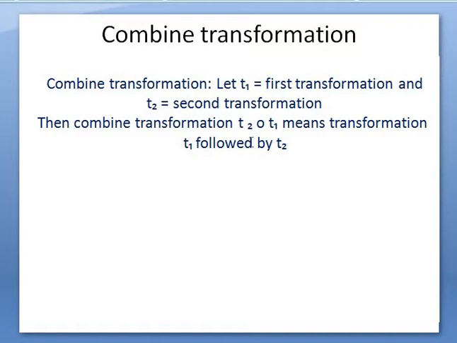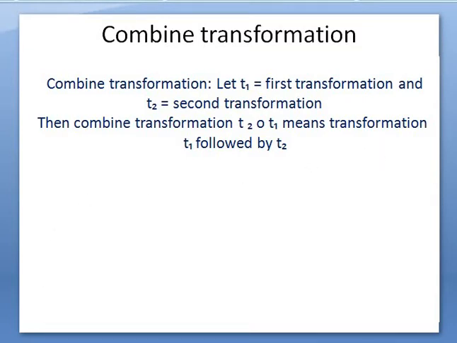Similarly, if we write T1 o T2, then T2 is followed by T1. In that case, T2 is the first transformation and T1 is the second transformation. In this case, T2 o T1 means T1 followed by T2.